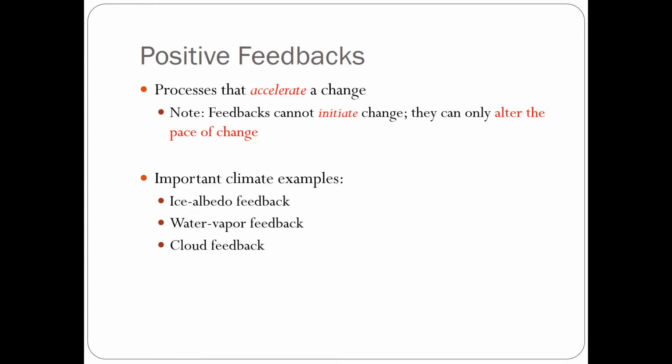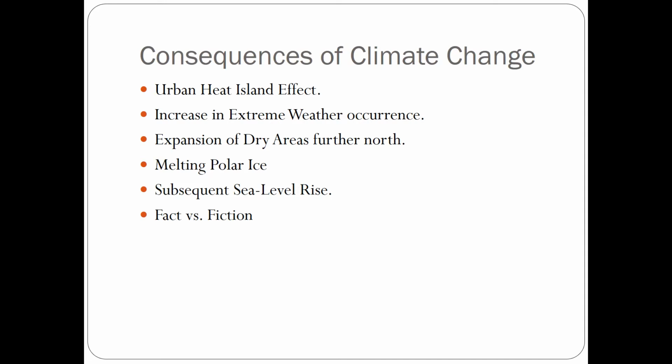Now, what are some of the other consequences of climate change? So rather than just runaway feedback loops, there are other consequences. There's the urban heat island effect, increasing extreme weather, expansion of dry areas, additional drought, melting of polar ice, sea level rise, and so on. And I'm going to go through these really fast.